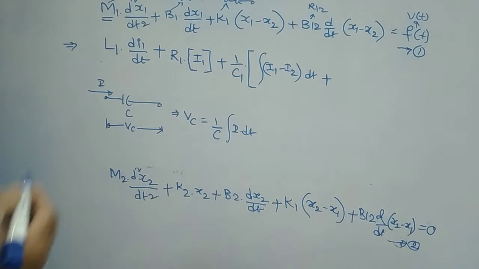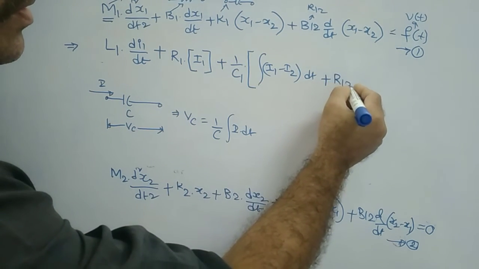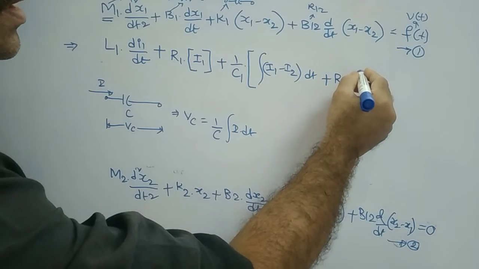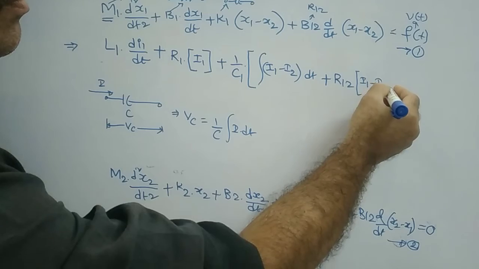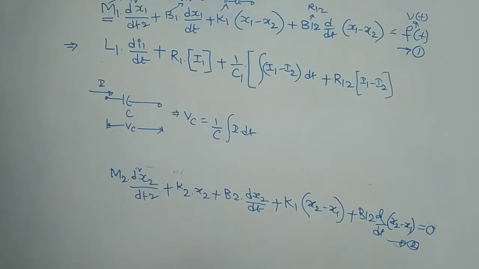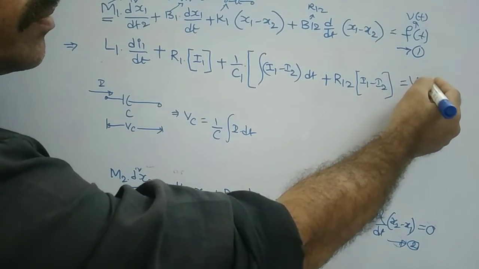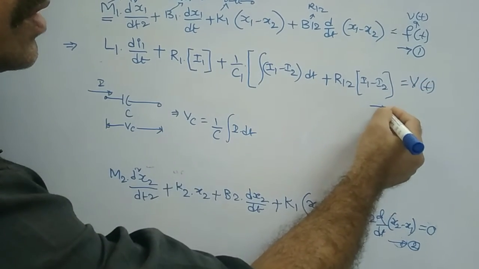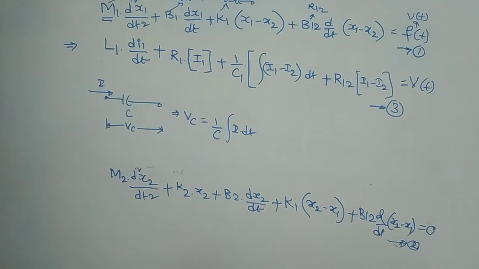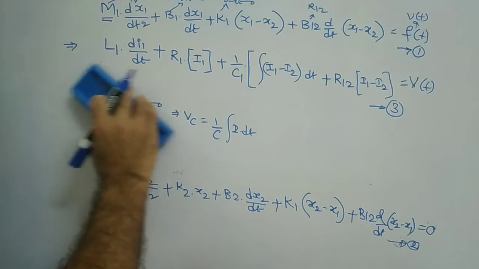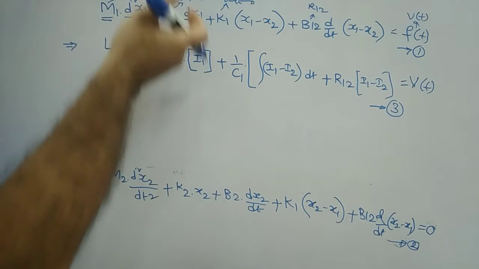Plus, then it is R12, again R12, and then what is this actually? I1 minus I2. Clear? And then obviously, it is your voltage. This you can call equation number 3. Equation number 3. Clear? That is the conversion. By applying the force voltage analogy, this particular equation becomes like this.